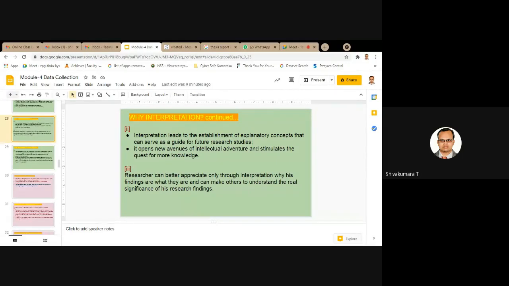There is another reason for interpretation. The third reason for interpretation is that the researcher can better appreciate, only through interpretation, why these findings are what they are, and can make others understand the real significance of his research findings. This is the third reason: better appreciation. Suppose, for example, in our college itself, we have several faculty here. One is pursuing a PhD, another has already completed it.